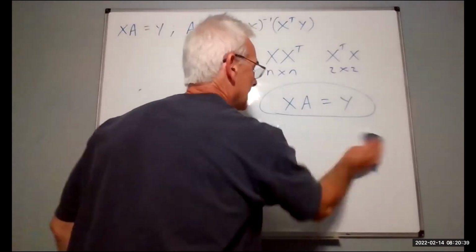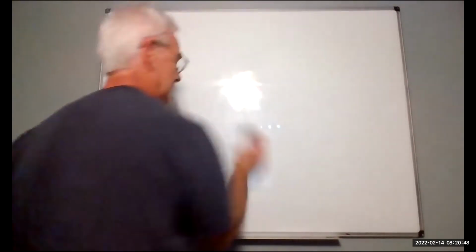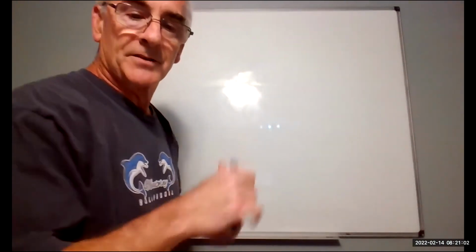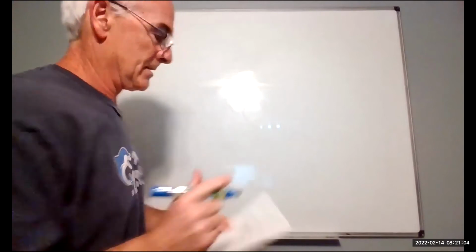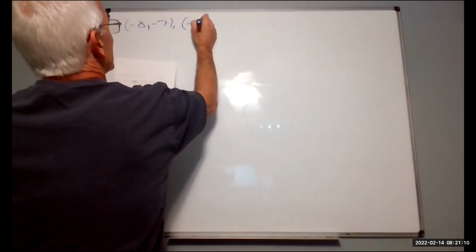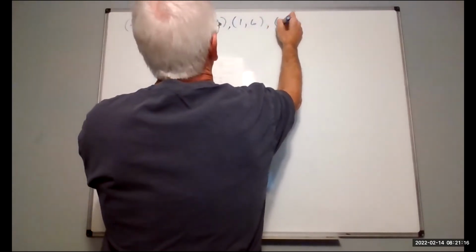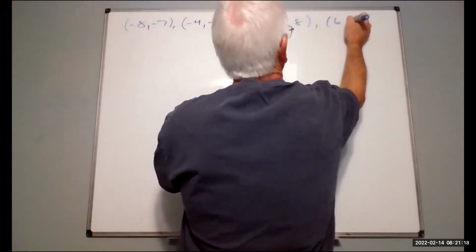So let's do a problem and let's find the line of best fit. So let's suppose, let me give you the data points. I've got, oops, where's my, hold on a sec. Oh, here they are, sorry. I wrote them down right here. All right, I've got 5 data points. I don't want it to be outrageous. So I have the points (-8, -7), (-4, -3), (1, 6), (3, 8), (6, 12).